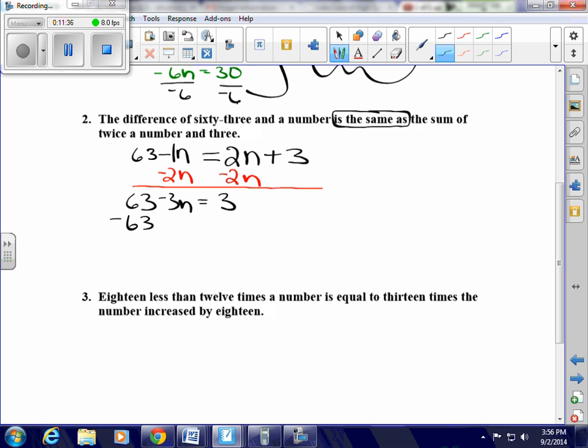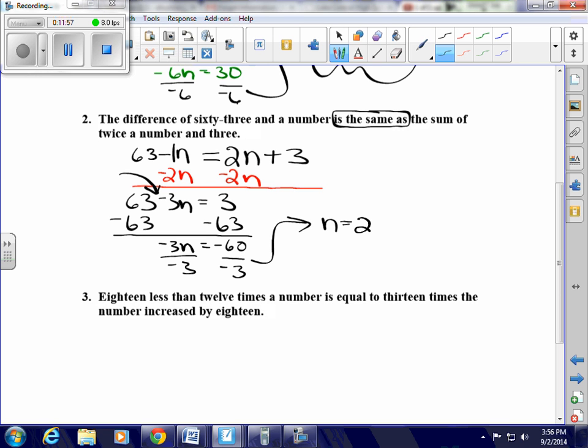Minus the 63. Now don't look at this minus sign and think we need to add 63. Remember, we need to cancel positive 63. It'll take a negative 63 to do that. The negative sign goes with the 3. That's negative 3n is equal to 3 minus 63, which is negative 60. Dividing both sides by negative 3, n is equal to 20.